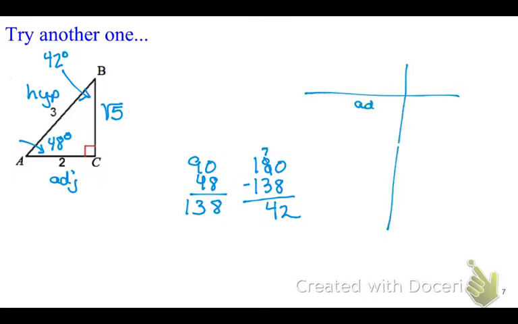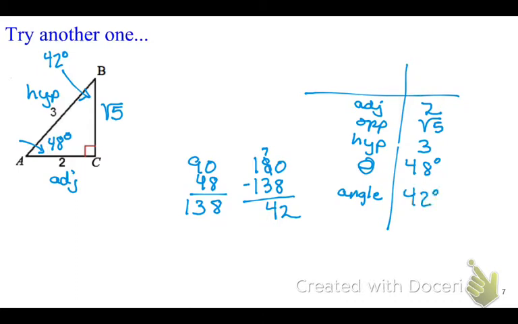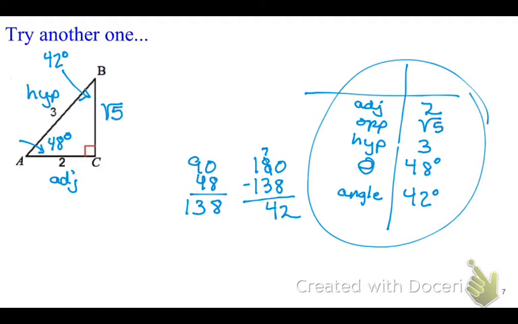Okay, our adjacent, our opposite. I don't really care what order you're doing them in as long as you label them correctly and the right lengths and angle measures are with the right description. Okay, so my adjacent is 2. My opposite is square root of 5. My hypotenuse is 3. My theta is 48 degrees. And my other angle is 42 degrees. And there it is, the whole enchilada, and you're done. Okay.